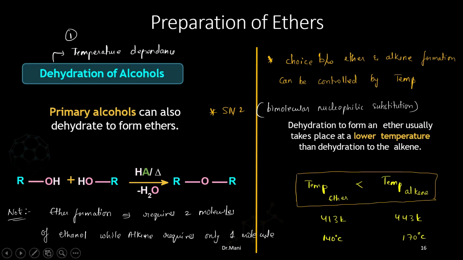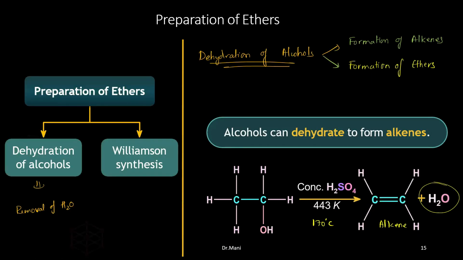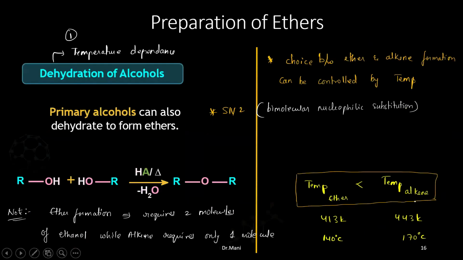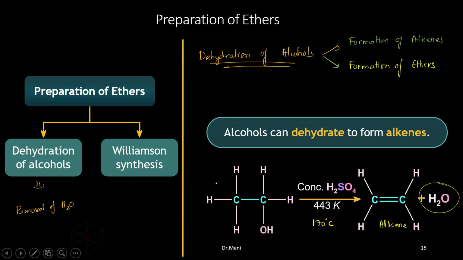Suppose you see here in this condition, you are taking only one molecule of ethanol and that's giving one molecule of alkene. Whereas here you are taking two molecules of ethanol and it's giving one molecule of ether. So two molecules of ROH give one molecule of ether, whereas just one molecule of ROH gives one molecule of alkene. Understood? Instead of saying one molecule, you can say one mole.